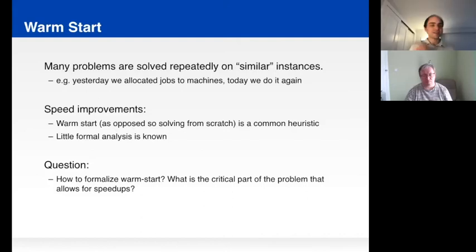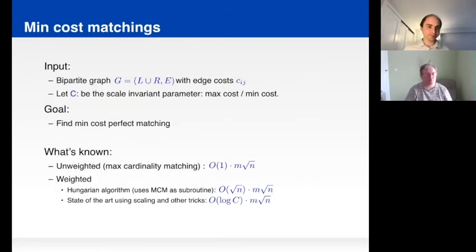How do you decide what is that little part that you need to predict in order to make these kinds of claims? And what we're going to look at is min-cost matchings. Again, looking at very simple problems to develop our intuition a little bit more in this case. So bipartite graph, minimum cost matching. I have edges with some costs. I'm going to have a scale parameter that says this is the maximum cost over the minimum cost so that it's unitless, right? And my goal is to find the min-cost perfect matching.